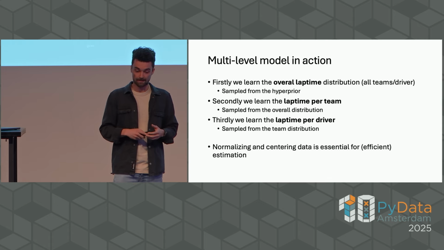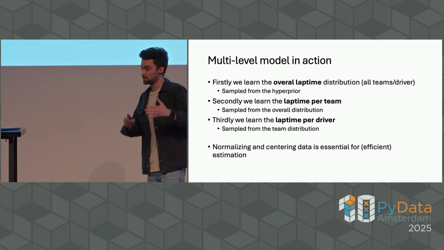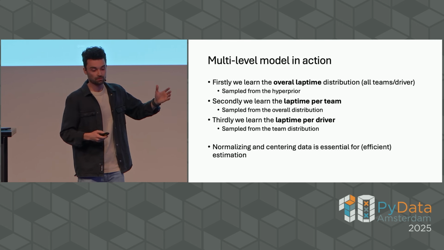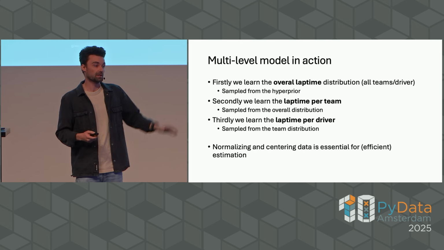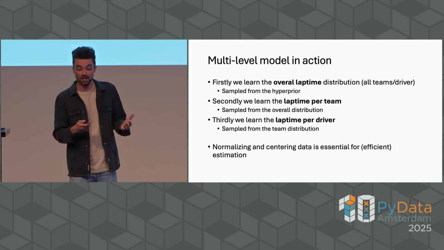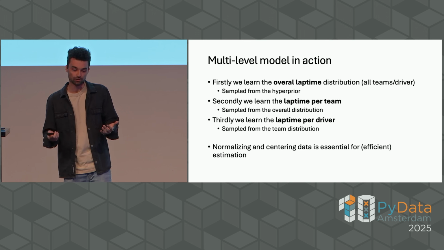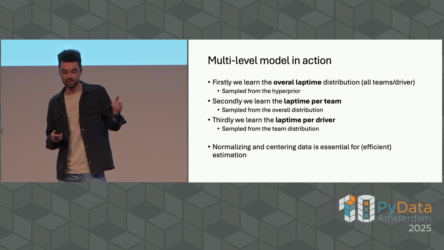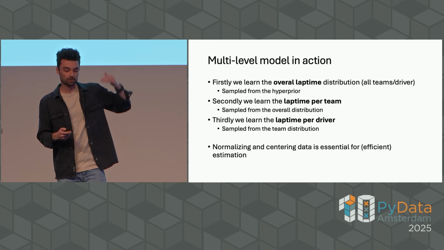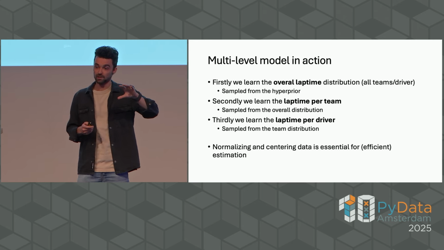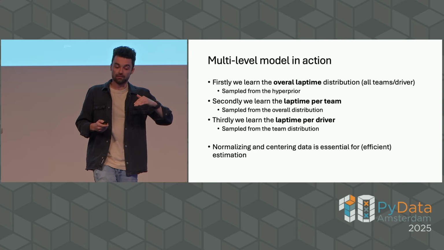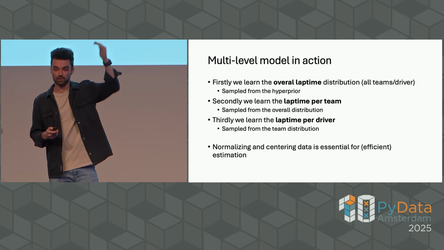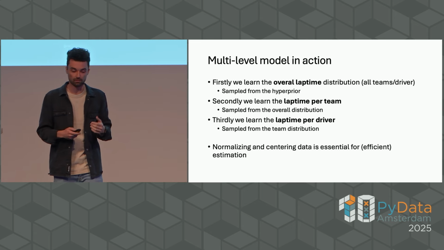So, how does that work? From a conceptual point of view, what we do is, firstly, we make a hyperprior where we put the overall lap time distributions for all drivers for all teams. From that, we sample a lap time per team. We sample that from the overall distribution. So we have a new distribution per team. And then from that, thirdly, we can sample the drivers from the teams that they're actually driving for. So we have a sort of 3-layer deep multi-level model.